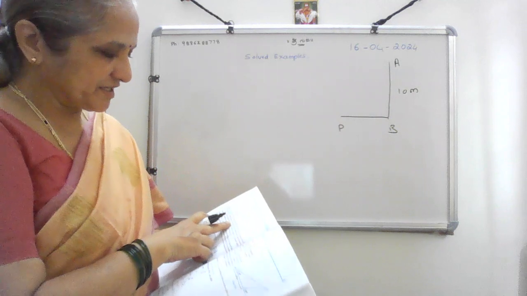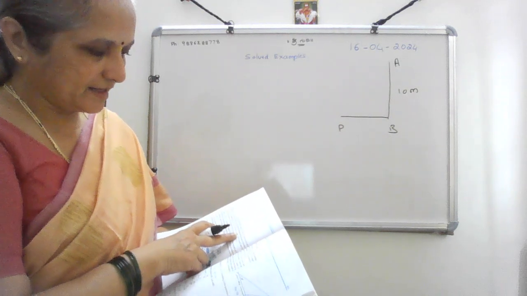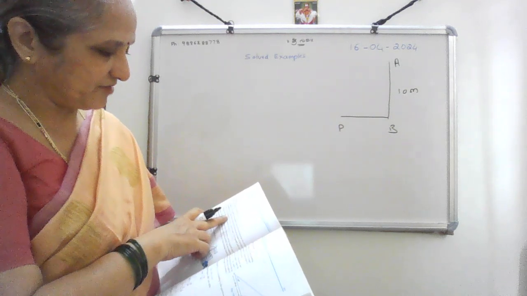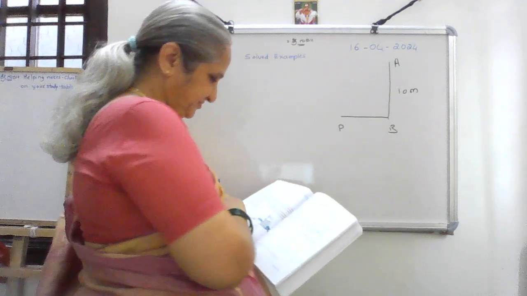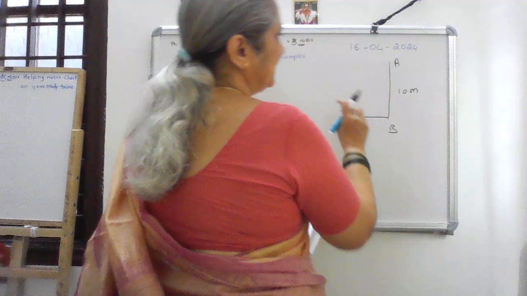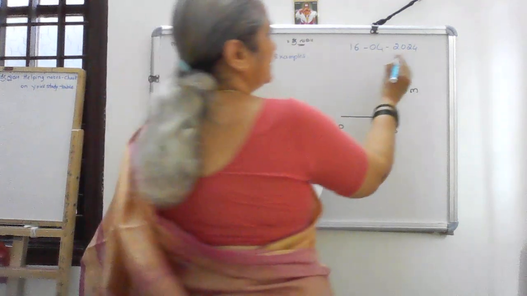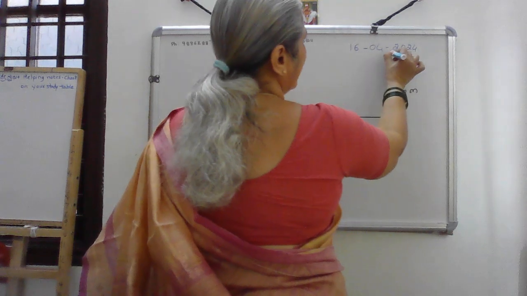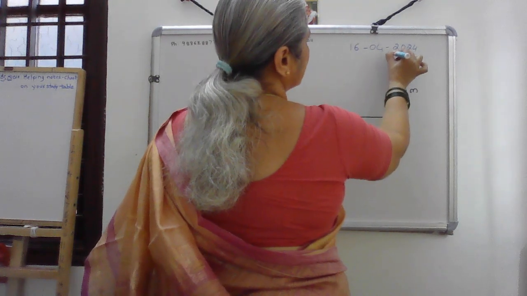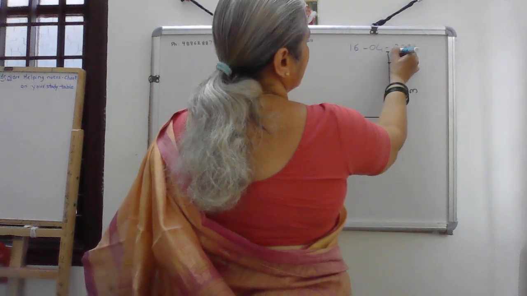A flag is hoisted at the top of the building and the angle of elevation of the top of the flag staff from P is 45 degree. So this is the building, 10 meter, and the flag is hoisted. Let it be C.